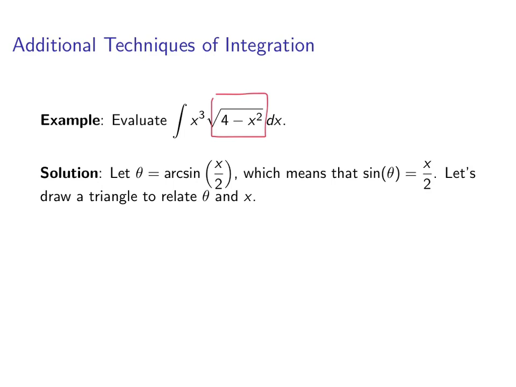Now, once you have theta equals arc sine of x over 2, that means sine theta is x over 2. What I'd like to do is draw a triangle that's going to relate theta and x. I'm going to draw a right triangle that indicates that sine theta is x over 2. All right, let's see what that looks like. I've got a right triangle. We're going to base this on sine theta. If sine theta is x over 2, then the opposite side is x and the hypotenuse is 2.